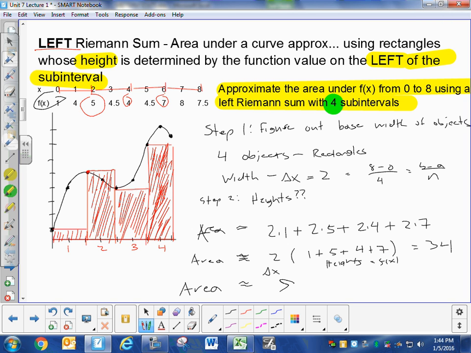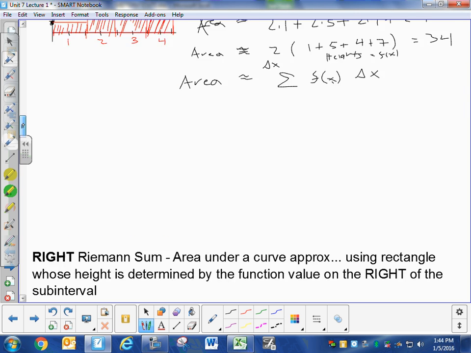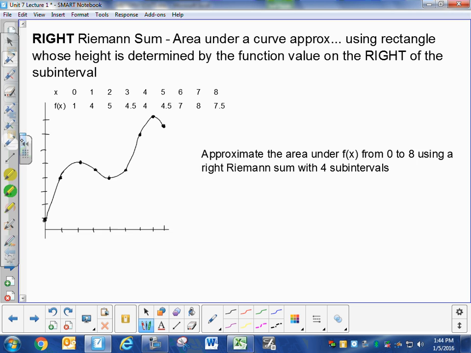And I'll show you the formula using summation notation. The sum of your f of x's times the delta x. Okay? You'll see this formula moving forward. Okay, that's left. Let's move on to right. Any questions about the left Riemann sum? Yes. Not about the left Riemann sum. Right Riemann sum.